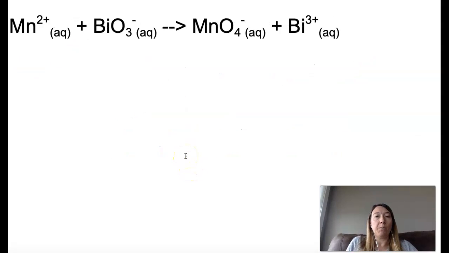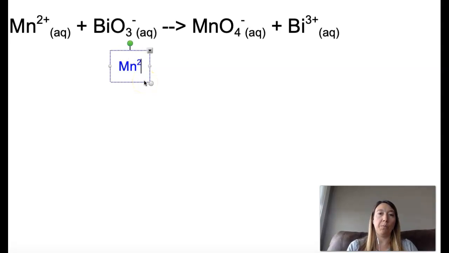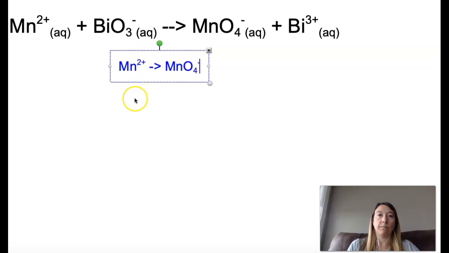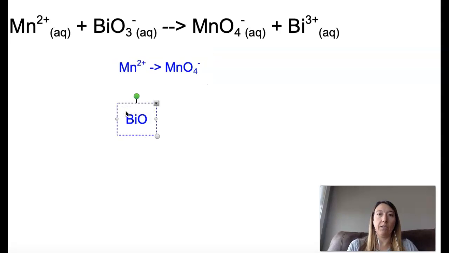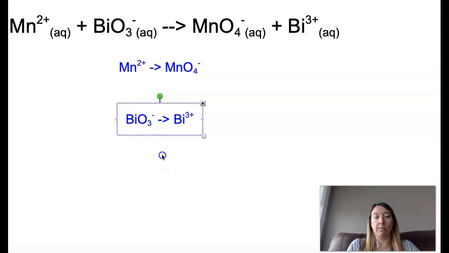So Mn2+ plus BiO3 minus to give you MnO4 minus and Bi3+. So same steps, we're going to start by splitting it up. So we're going to do Mn2+ turning into MnO4 minus. Then we have BiO3 minus turning into Bi3+. So 1 Mn, we don't have to balance the Mns. 1 Bi, we don't have to balance the Bi's.